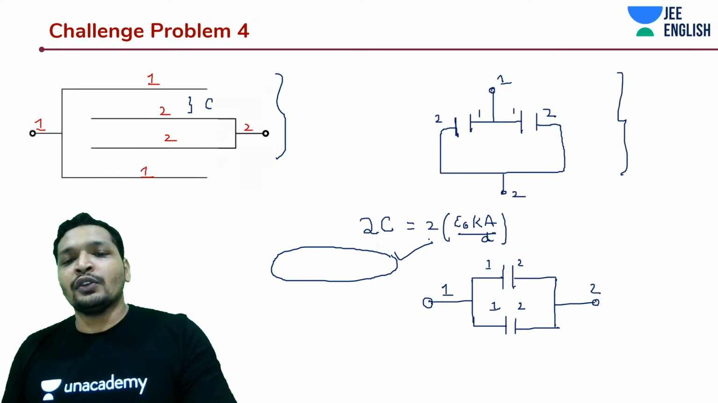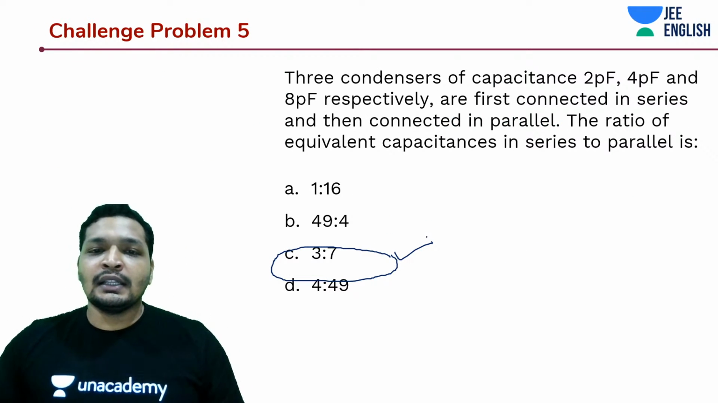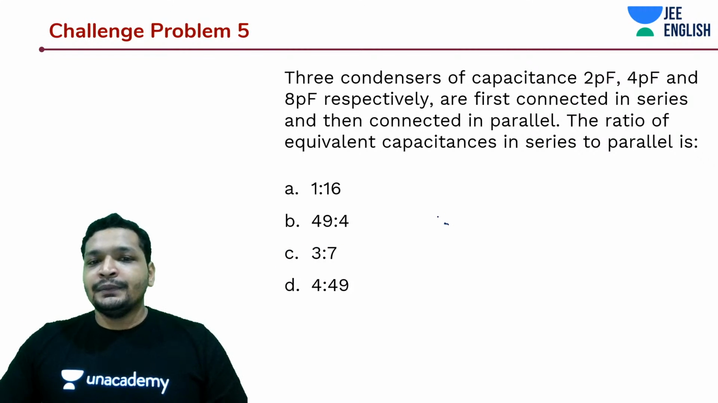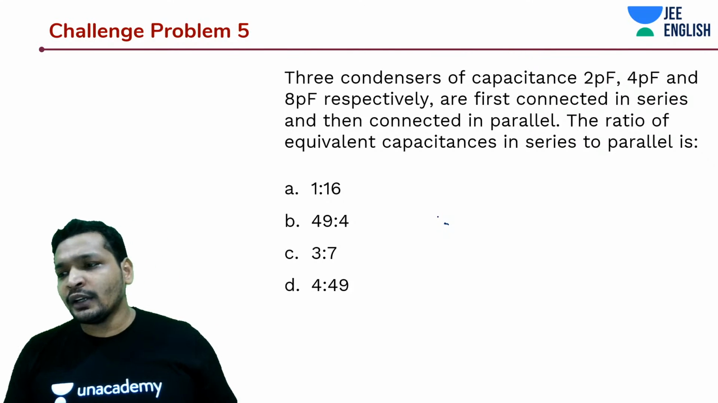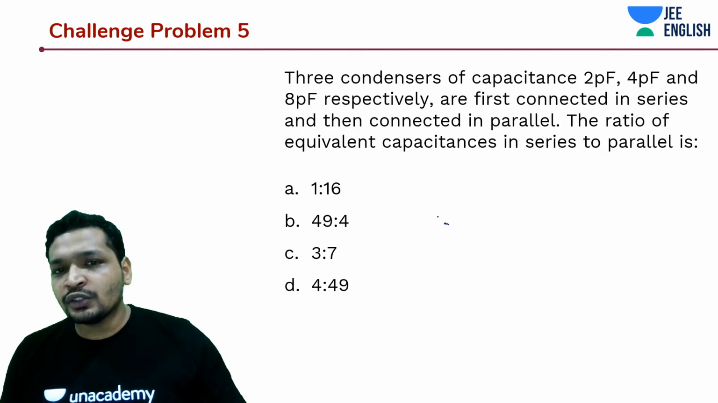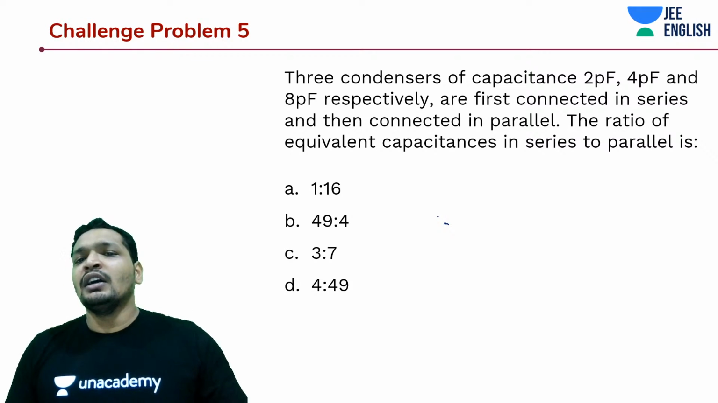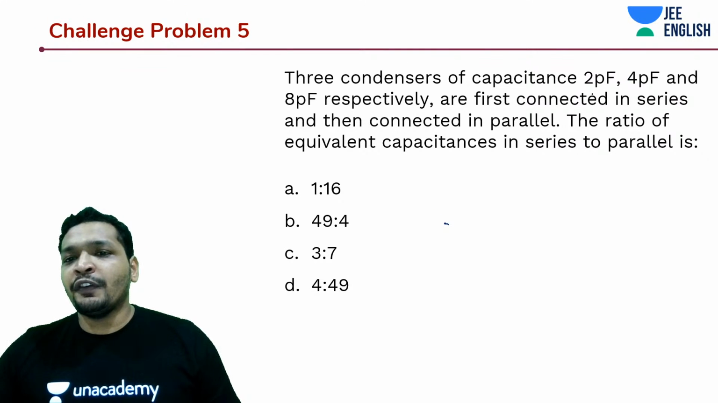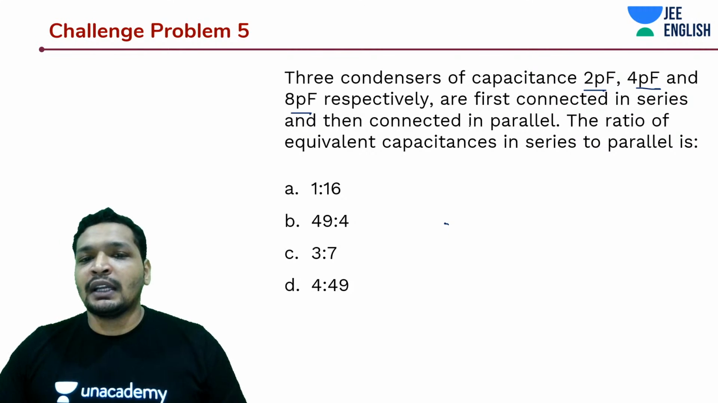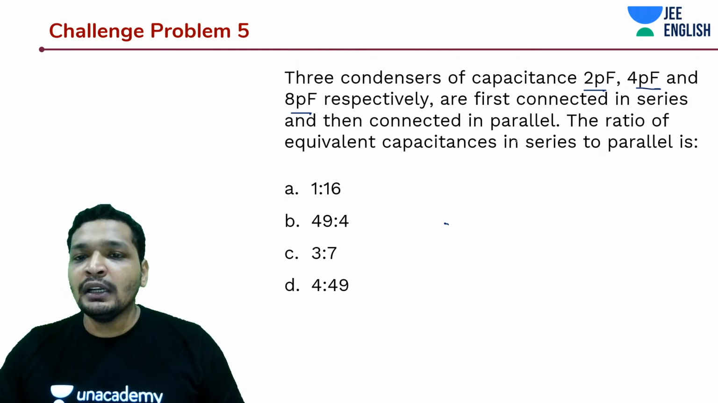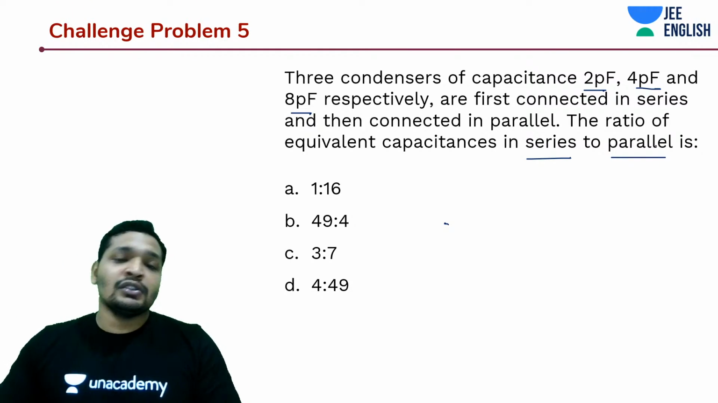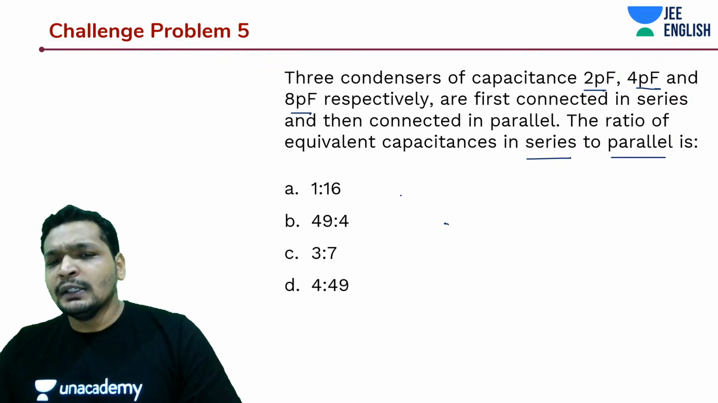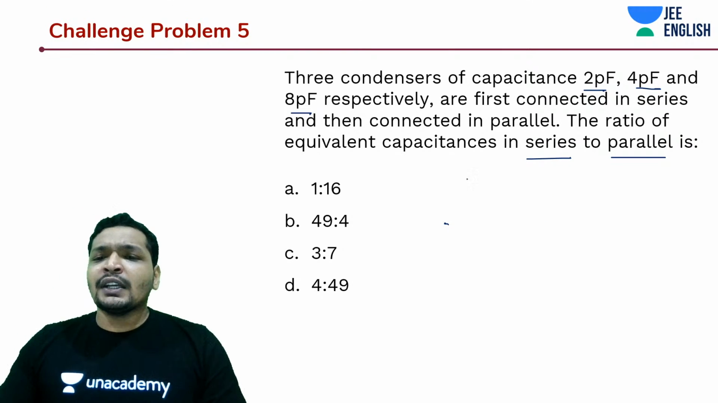Alright, let's move on to the next question and understand it. So this is an easy one. I believe most of you who have attended the class can do it. Maybe you can take a couple of minutes and have a look at it. So what is it saying? There are 3 condensers of capacitance 2 picofarads, 4 picofarads and 8 picofarads respectively, and they are connected in series and then connected in parallel. The ratio of the capacitance in series and parallel is... there was a similar JEE Mains or JEE Advanced question, I don't remember exactly.